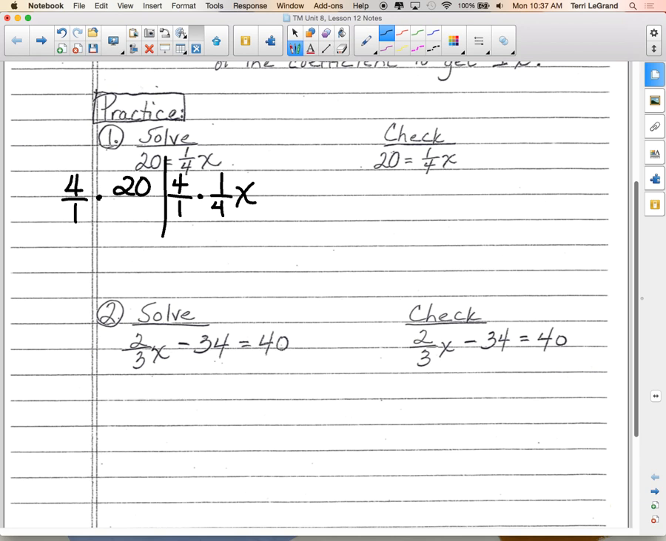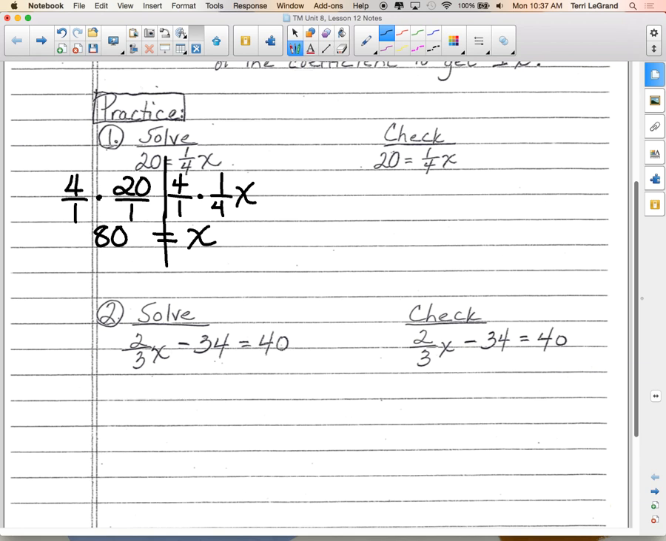Now, we can make 20 into a fraction by putting it over what? 1. So since 4/1 is a fraction, we'll make 20 into a fraction also. Okay, so what is 4 times 20? 80. So we have an 80. Do we need that 1 that's underneath? No. So 80 equals x.